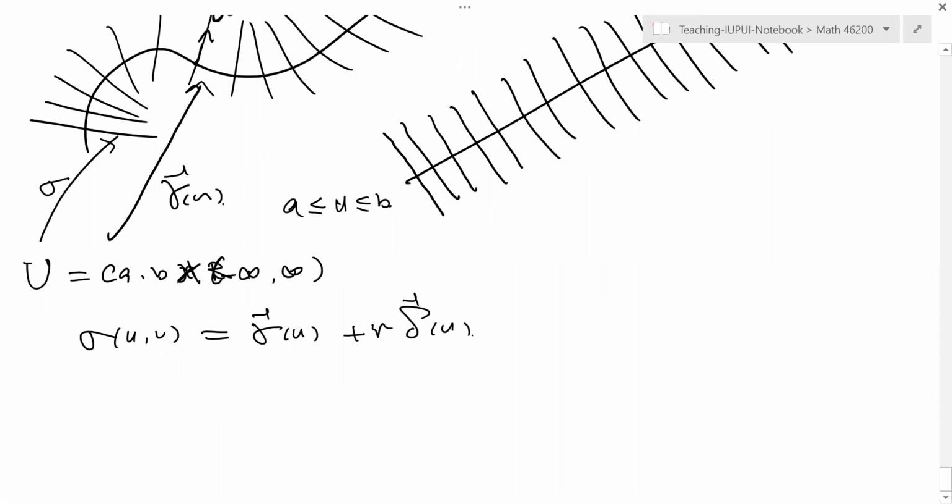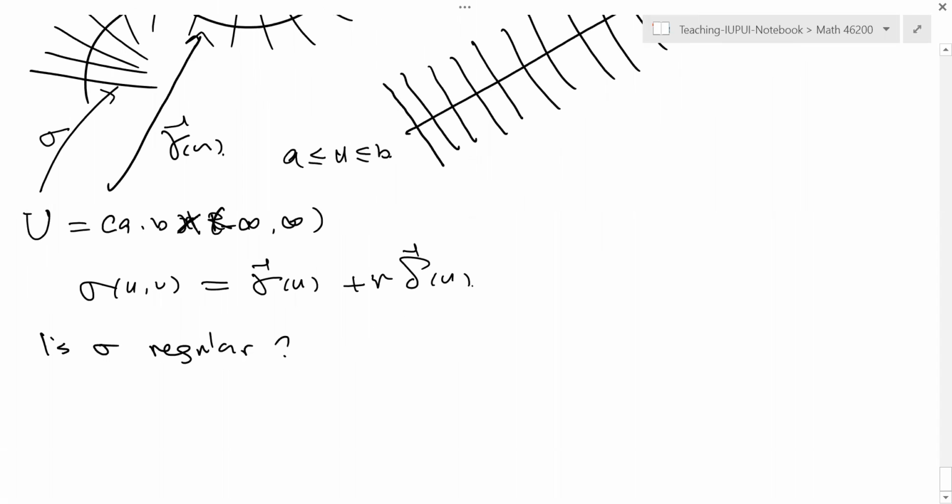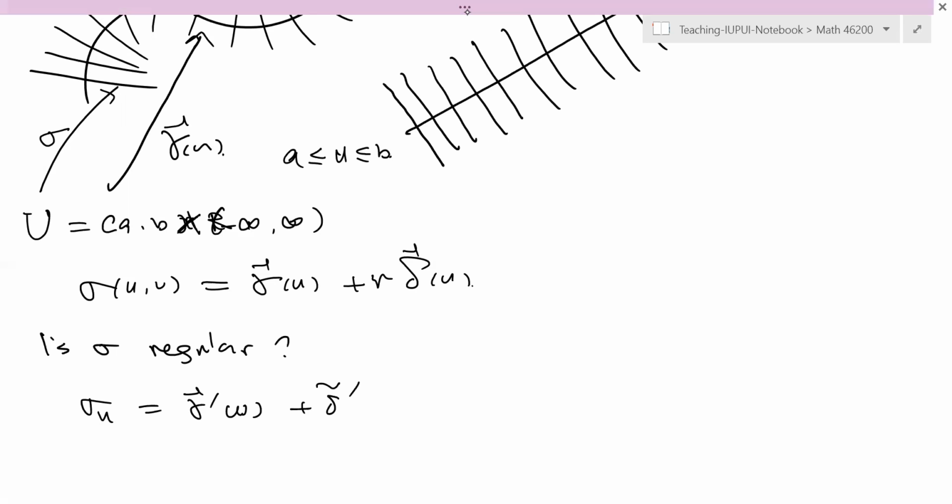So is sigma regular? When is it regular? That's the question. How do you check whether it's regular? You have to look at the partial derivatives.